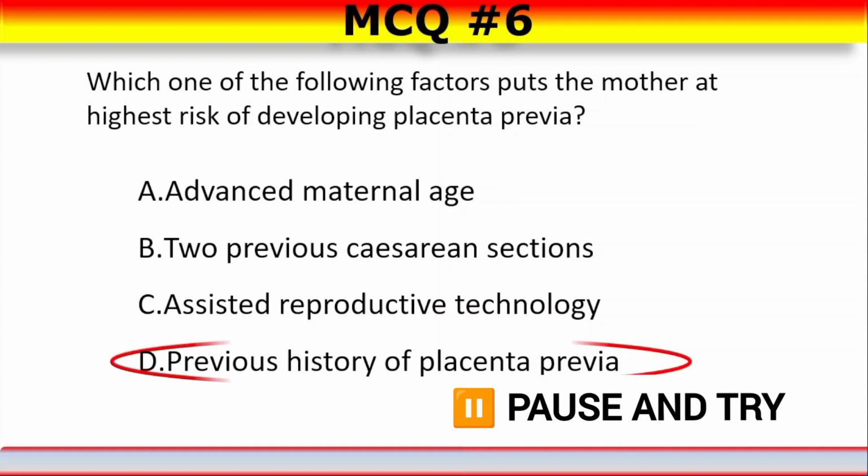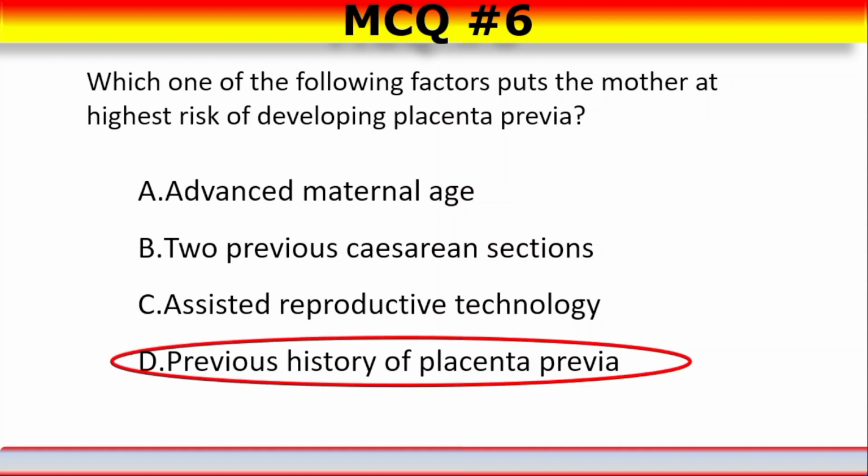The correct answer is D. Previous history of placenta previa. It increases the risk around 9-fold. Two previous cesarean sections increase the risk about 2%, but the greatest factor is previous history of placenta previa, which increases the risk around 9-fold.